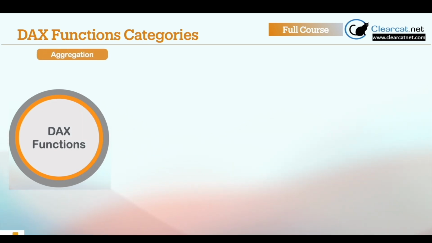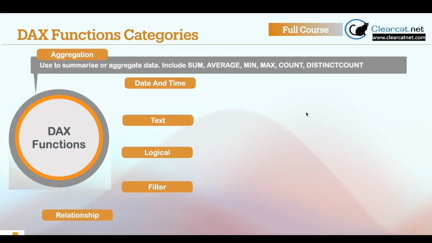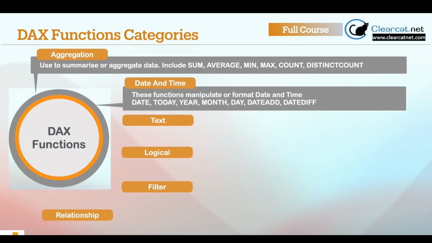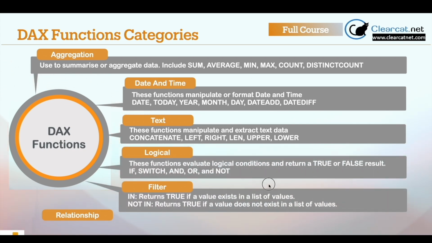What all are the categories? Aggregation, date and time, text, logical, filter, and relationship. So these are the 6 which we are going to use in our Microsoft Power BI while creating DAX functions or DAX formulas, because in DAX there are so many functions which are already created by Microsoft, and we just have to use them while doing calculations, performing aggregation kind of things. So these all are the 6 functions and their categories.